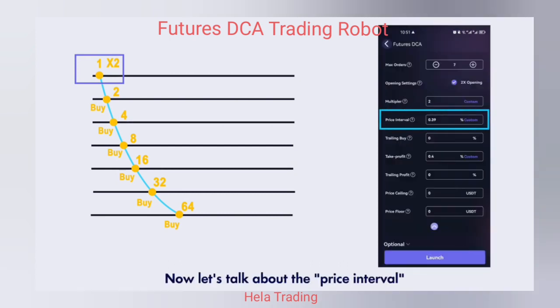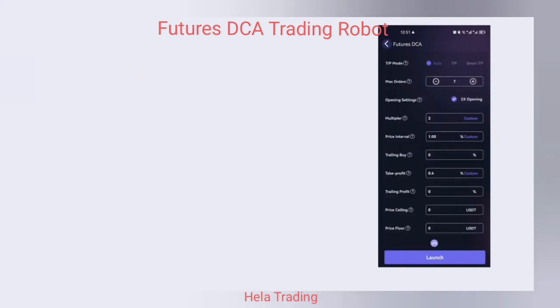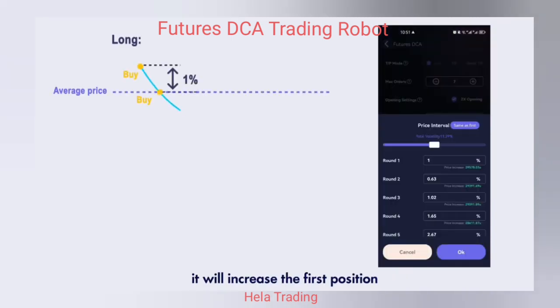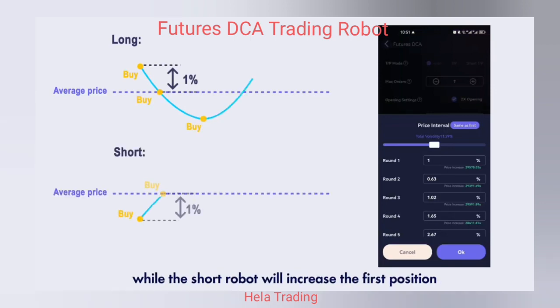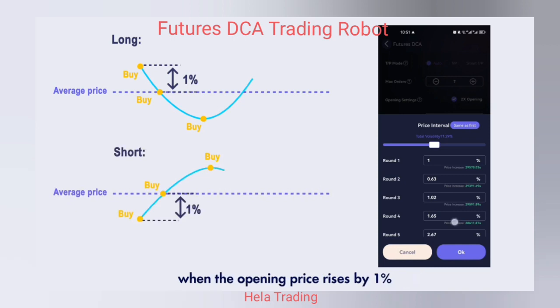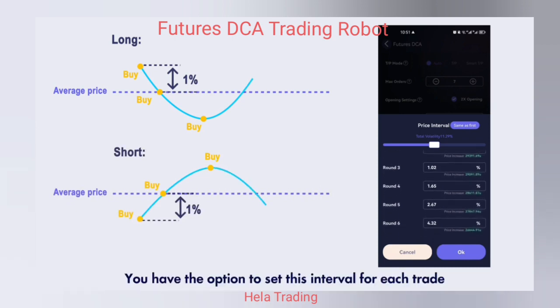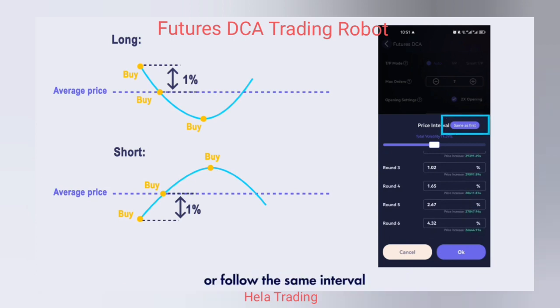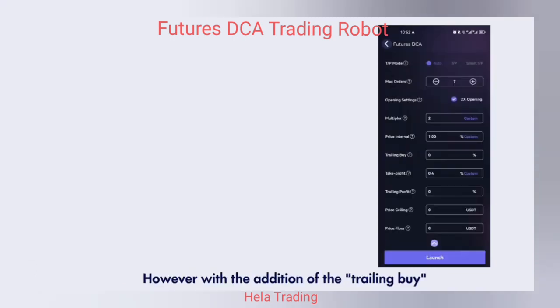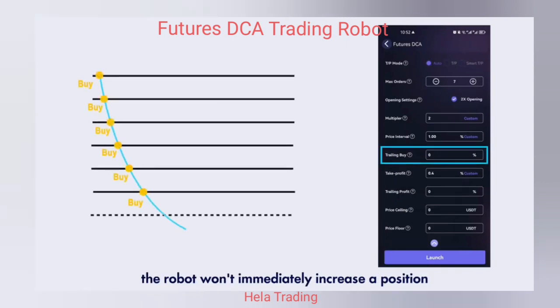Now, let's talk about the price interval, for example, set at 1%. For the long robot, it will increase the first position when the opening price drops by 1%, while the short robot will increase the first position when the opening price rises by 1%. You have the option to set this interval for each trade, or follow the same interval for all subsequent trades as the first one. However, with the addition of the trailing buy, even when the price interval is met, the robot won't immediately increase a position.